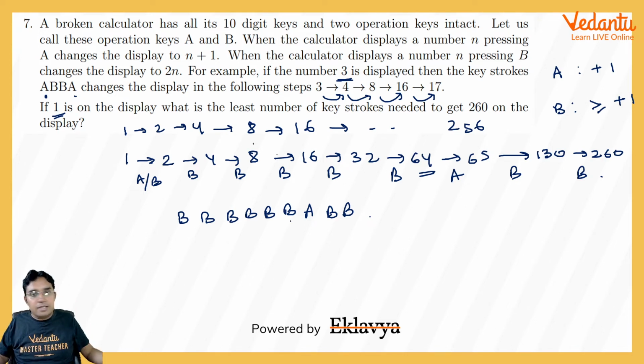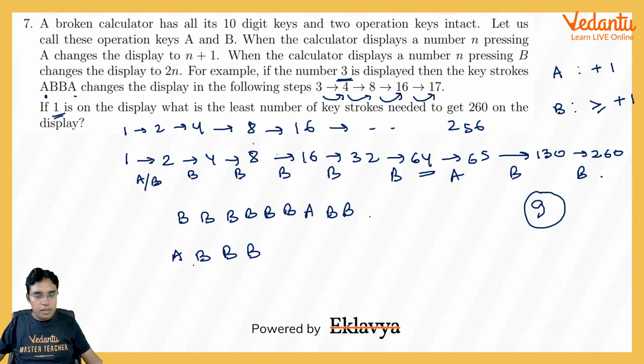So I think this is sufficient to say that that is the least possible number of strokes I needed to press. So 1, 2, 3, 4, 5, 6, 7, 8, 9. So 9 would be the answer. In fact, you could have taken A instead of B at first place also. That will also give you 9 only. So A, B, B, I think 5 times B here, then A, then B and B.